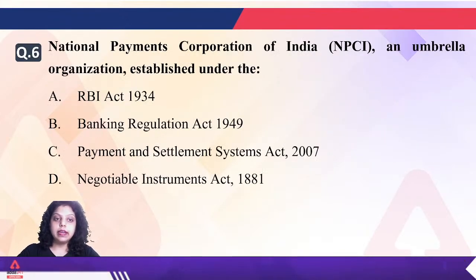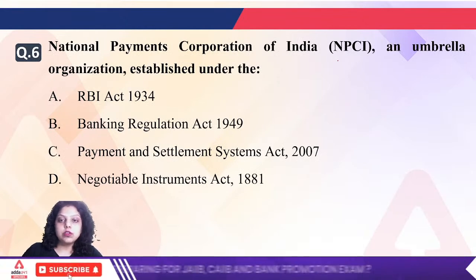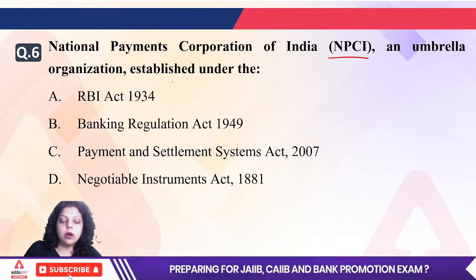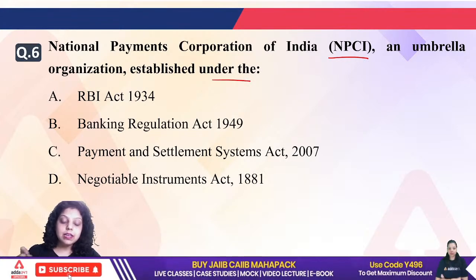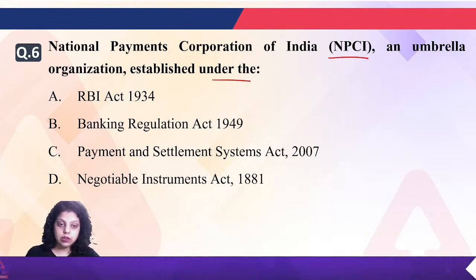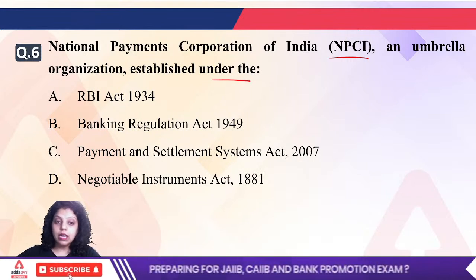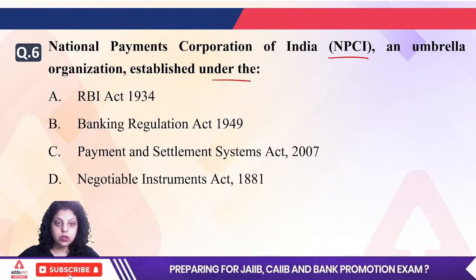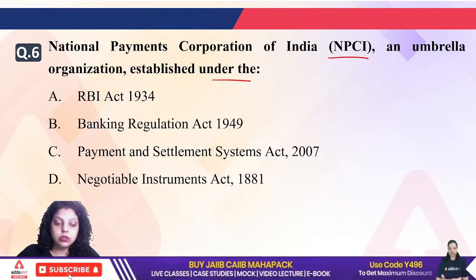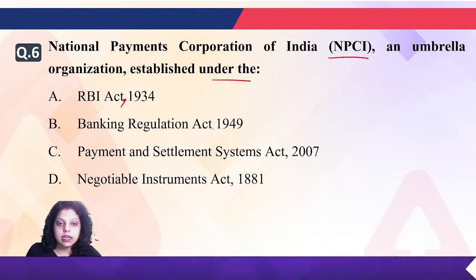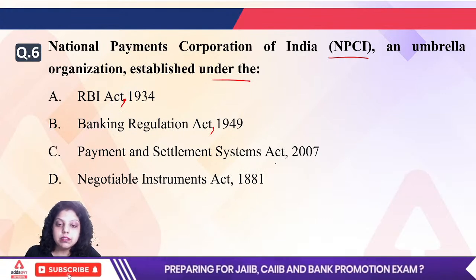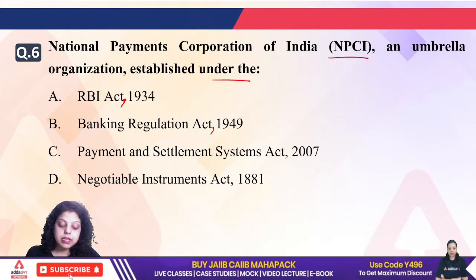Okay, next, the National Payments Corporation of India, that is NPCI, an umbrella organization, is established under which of the following acts? NPCI is an umbrella organization of our country which supervises all the retail payment transactions in our country. So it is established under which act? Is it RBI Act 1934? Banking Regulation Act 1949? Payment and Settlement Systems Act 2007? Or Negotiable Instruments Act 1881? So what will be the right answer?